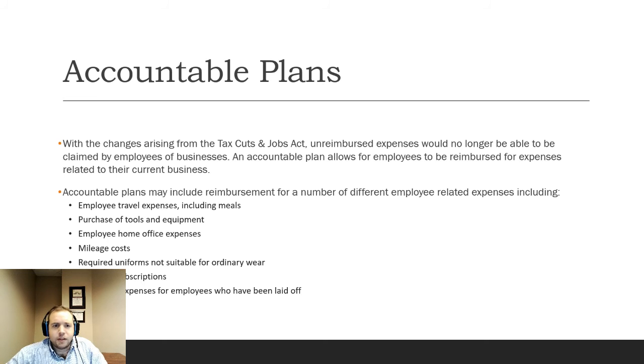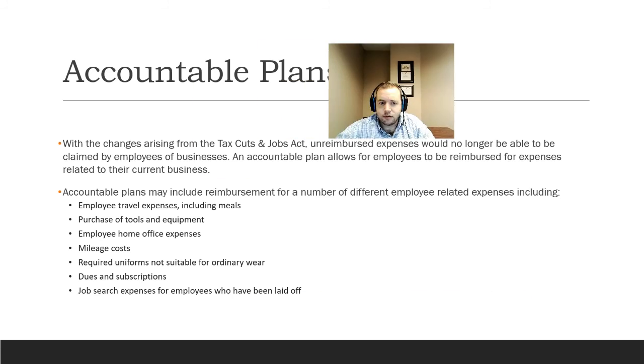All right. With changes arising from the Tax Cuts and Jobs Act, I cannot say that fast enough, unreimbursed expenses would no longer be able to be claimed by employees of businesses. Unreimbursed business expenses were a 2% floor deduction of yesteryear that a lot of people, especially sales reps, lost out on. An accountable plan allows employees to be reimbursed for expenses related to their current business. My head is in the way again. Let's move me over.